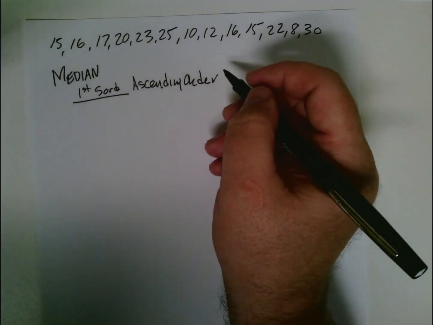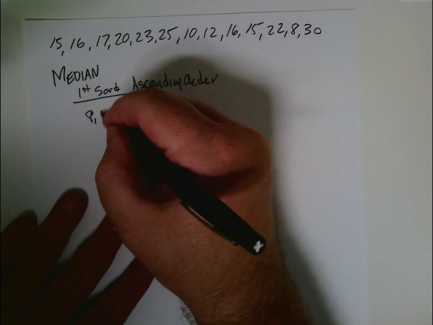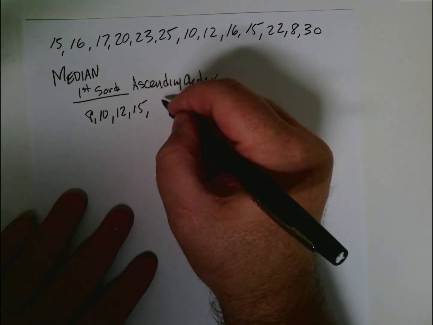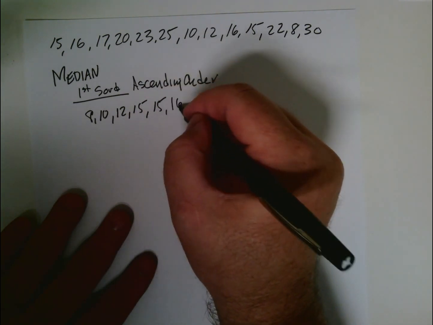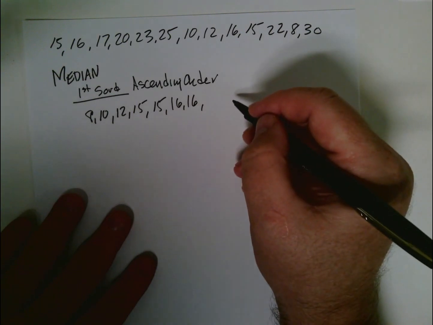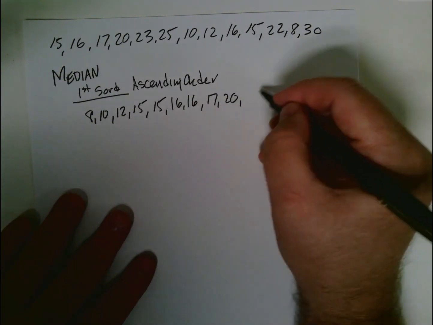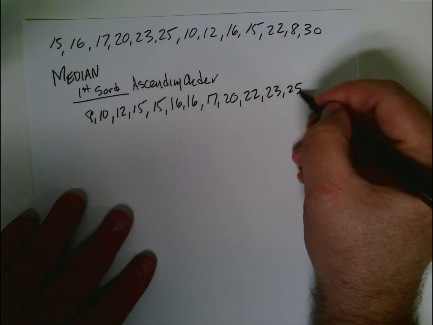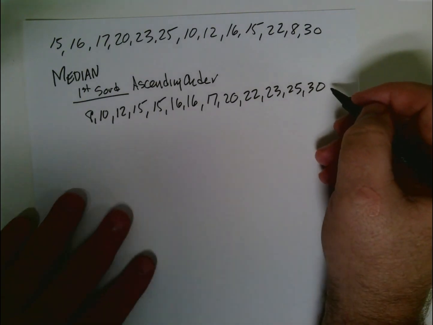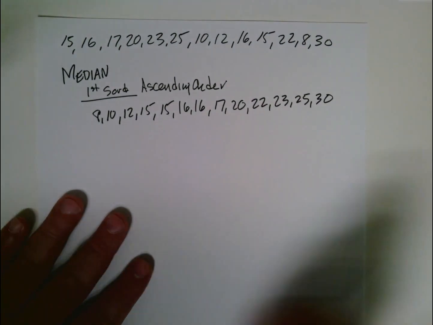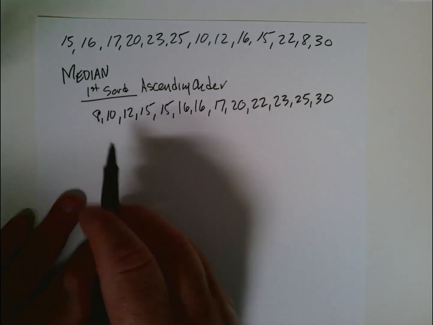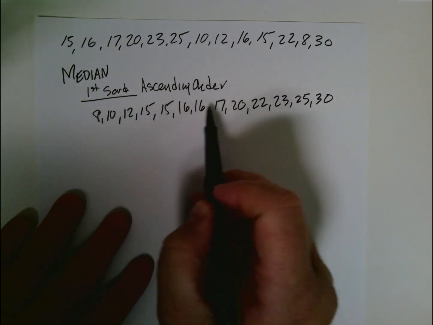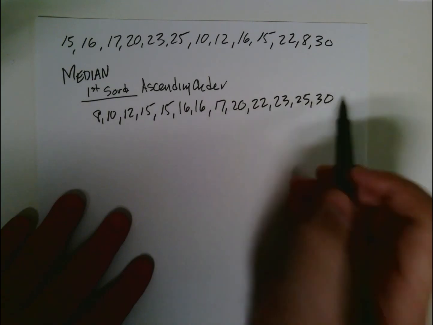So let's do that. We have 8, 10, 12, 15, 16, 17, 20, 22, 23, 25, and 30. Okay, double check. There should be 13. We used this data before for the mean. 1, 2, 3, 4, 5, 6, 7, 8, 9, 10, 11, 12, 13.